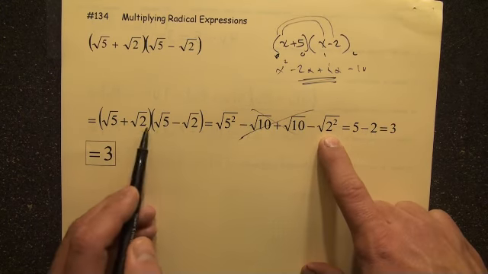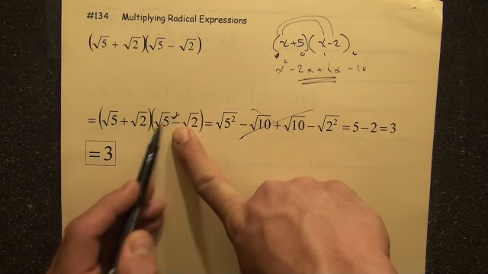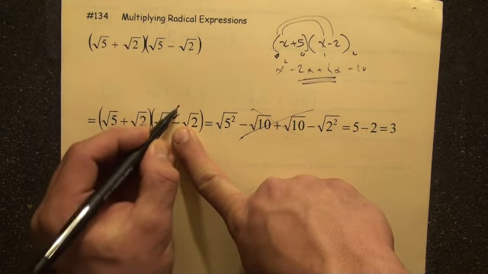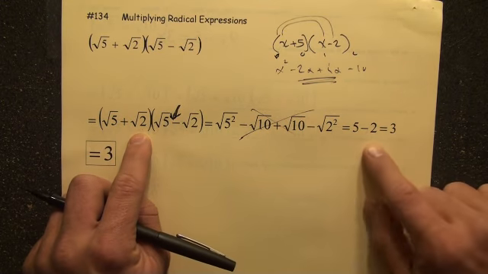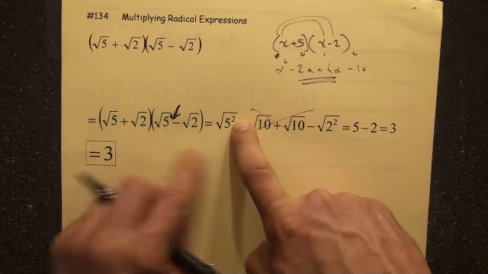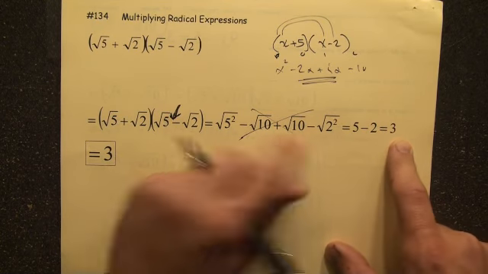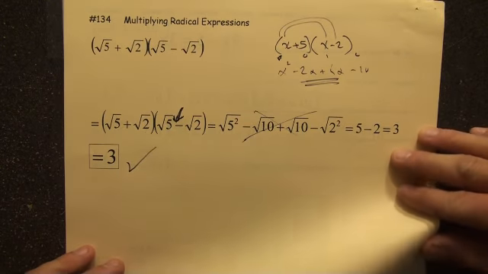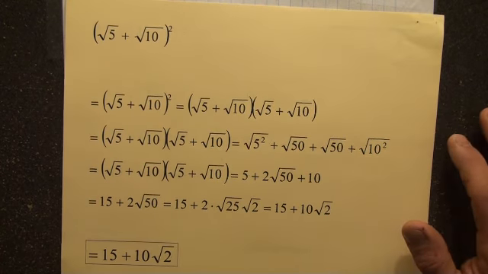The last term is minus root 2 squared. Minus because of this minus sign. Okay, there's a minus sign right there. Alright, so root 2 squared. Then we'll just simply have square root and a square cancel each other out, so you're left with just a 5. Here you're left with just a 2, so 5 minus 2 is 3, and it's that easy. Done. Next one, root 5 plus root 10, quantity squared.